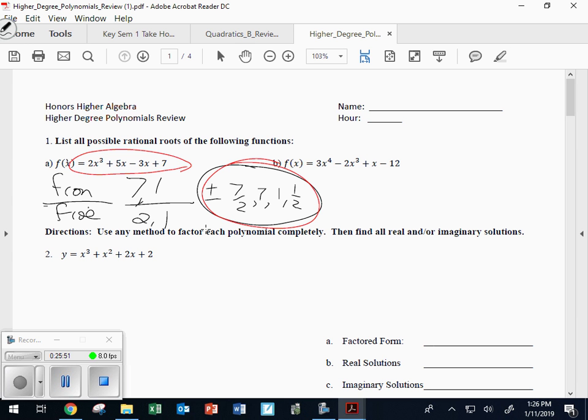Cool. I don't have to check them all with synthetic then? I can just know that negative 1 works. And I'm going to do a test of this to make sure he's actually right. 2, 5, negative 3, 7. Draw the line. Drop it like it's hot.